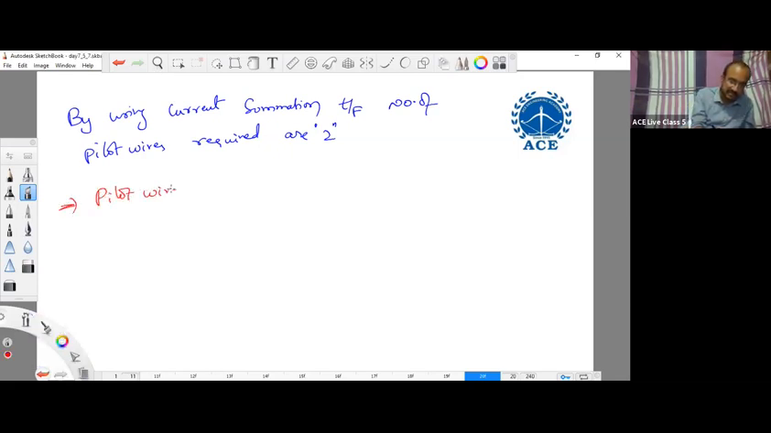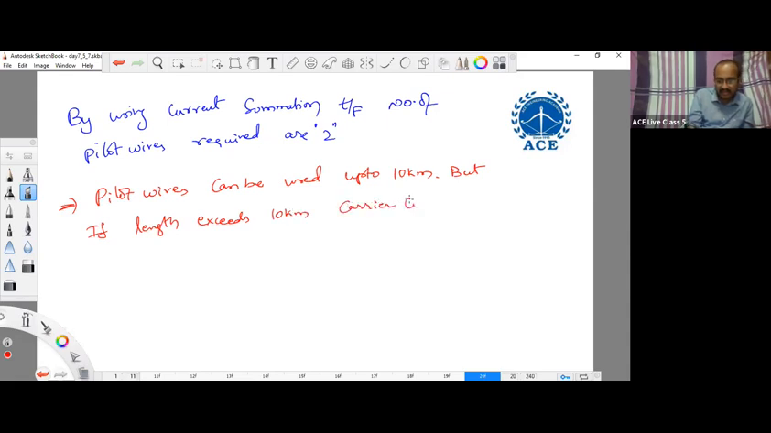Pilot wires can be used up to 10 kilometers, but if the length exceeds 10 kilometers, carrier current communication is used. If the length exceeds 10 kilometers, what do you use? We will use carrier current communication. In carrier current communication, what do you do?